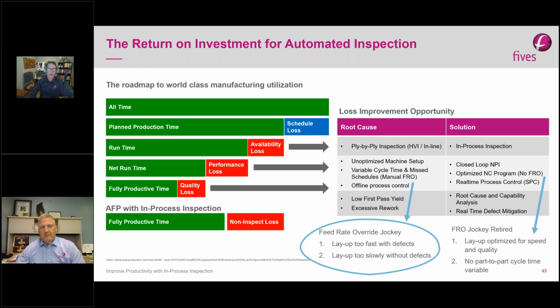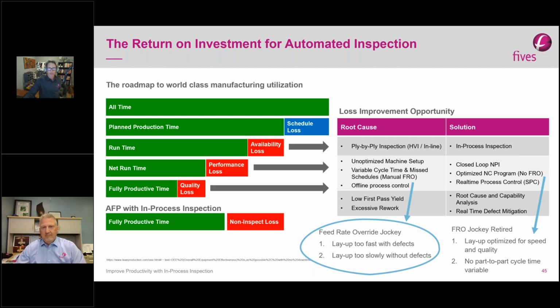So the other issue we see a lot is the impact of the feed rate override jockey. If you have an AFP machine, you know this story. It's the operator who has control over the layup speed dial to modulate the head during problem areas of the layup where the program has not been optimized. The problem is that he or she can either lay up too fast and create defects or too slow without defects. Both situations cause variable performance and missed delivery schedules. So a fully optimized NC program prevents this unexpected OE hit.